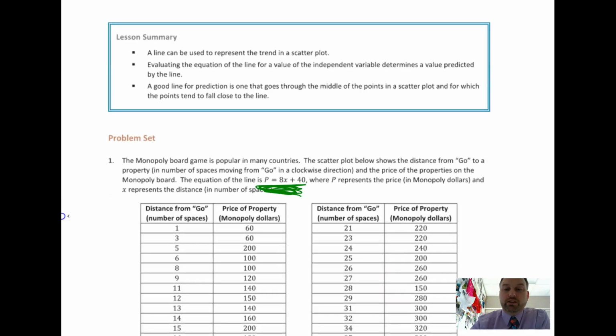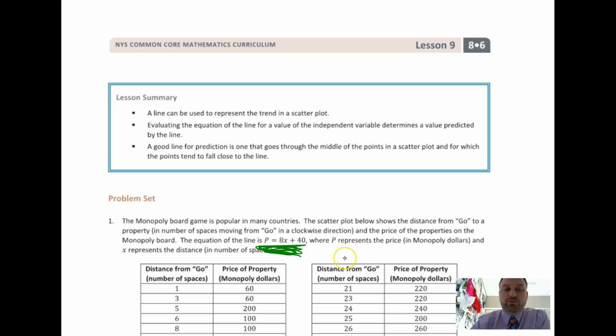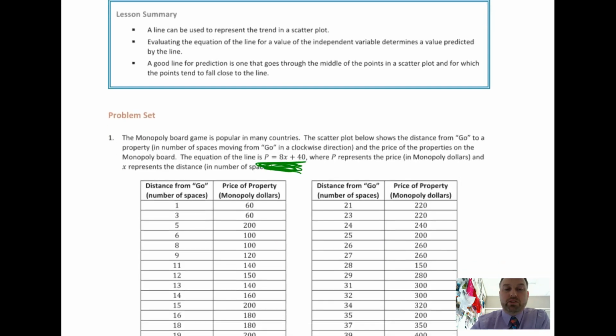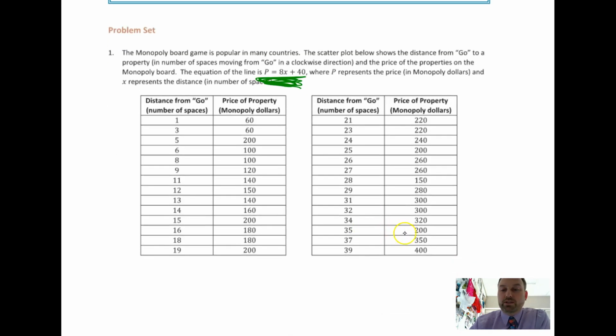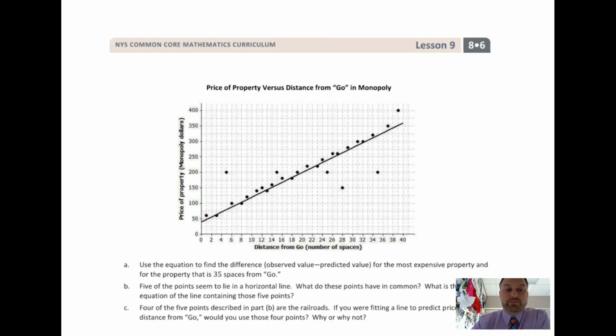Okay, so for right here, the actual value of the property that's 35 spaces from Go is $200. And for the place that's furthest away, 39, it's $400. So those are the actual. But you're going to use the equation to find the predicted. Okay, so plug a 35 in, plug a 39 in, and determine those.